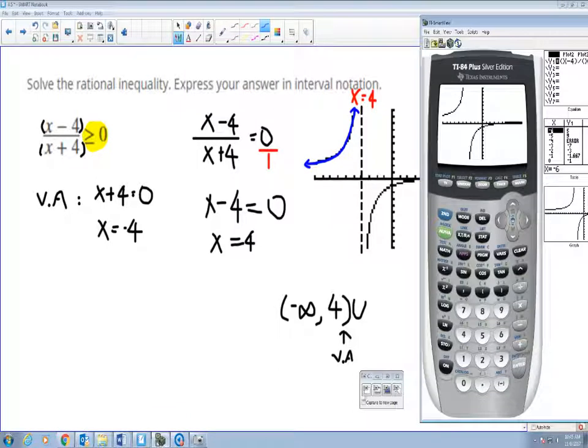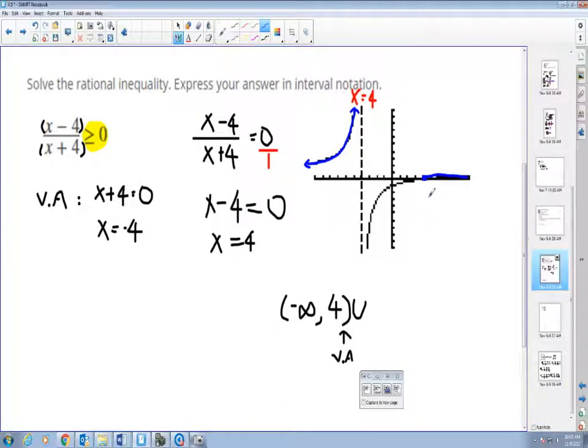If you don't believe me, we can go to the table and check. Looking at the right-hand side of 4, so 5, 6, 7 for x, look at the y values. The y values are positive. So that means to the right side of 4, the function is above.